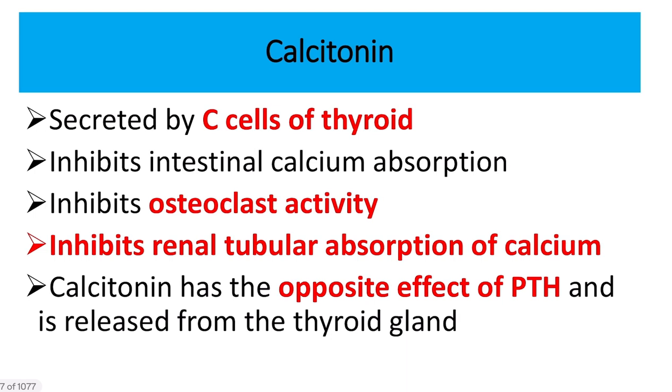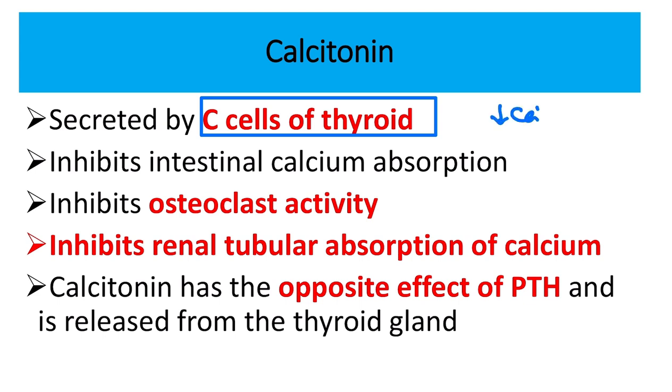First of all, the calcitonin is secreted by the C cell of the thyroid. So the calcitonin is released from the thyroid gland, and in the thyroid gland there is a special type of cell, the parafollicular cell or C cell, and this parafollicular cell or C cell secretes this calcitonin, and this calcitonin reduces the blood calcium level.